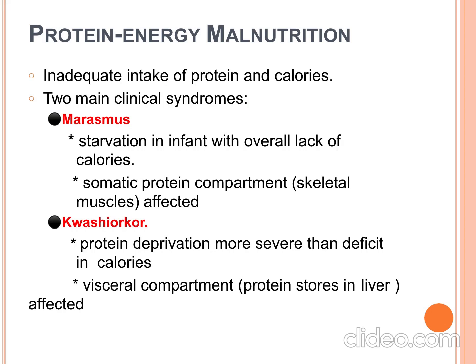Protein energy malnutrition. Inadequate intake of proteins and calories. It may lead to two syndromes, marasmus and kwashiorkor. Marasmus is starvation in infants with overall lack of calories. The somatic protein compartment, that is, the skeletal muscles, is affected.